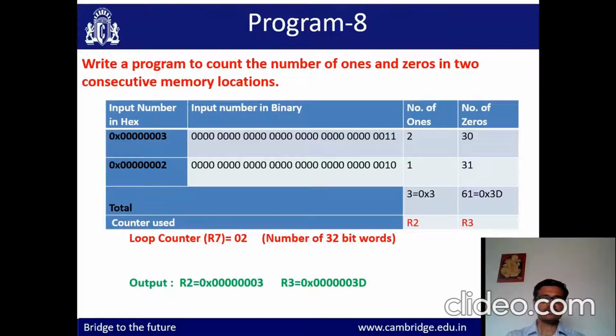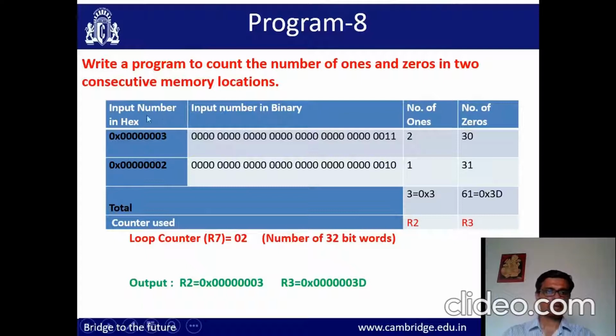That is, two 32-bit numbers are stored in two consecutive memory locations, and you have to fetch those two words and count the number of zeros and ones present in these two words.